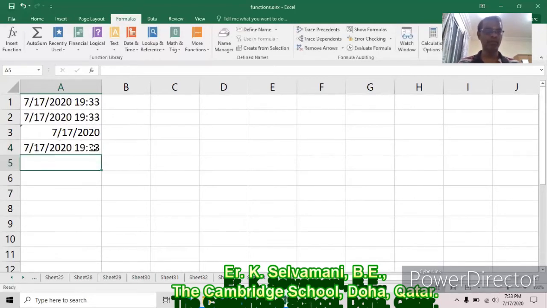Okay, so even though there is no argument, we have to press open bracket, close bracket. Equal to now, open bracket, close bracket. It is compulsory. Here also, equal to today, open bracket, close bracket. If you type only now, it gives an error. So we have to press open bracket, close bracket. Then only it will give the current date and time. So now gives the current date as well as the current time. Today returns only the current date without time.